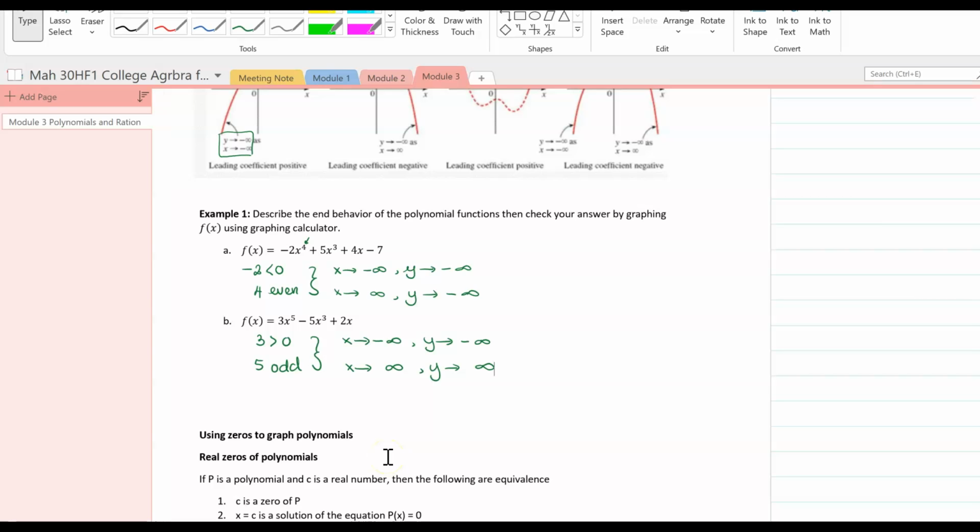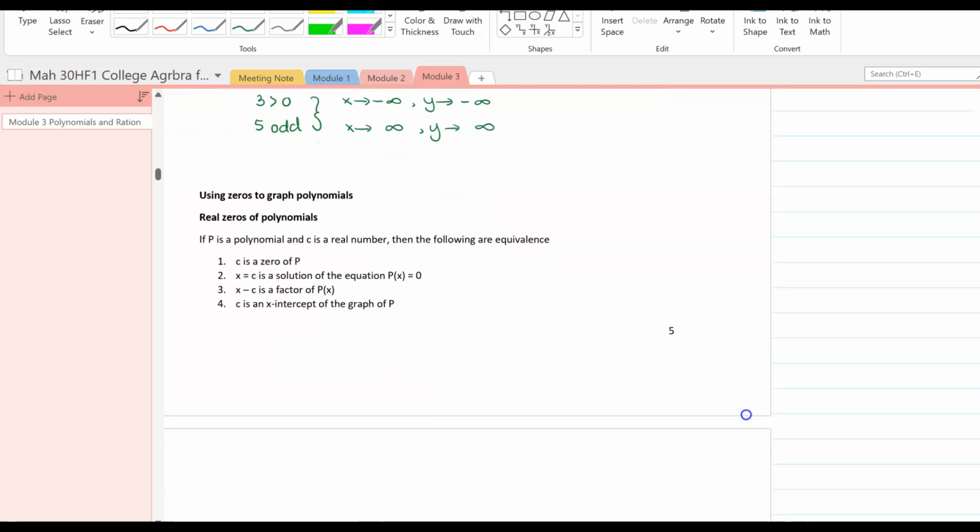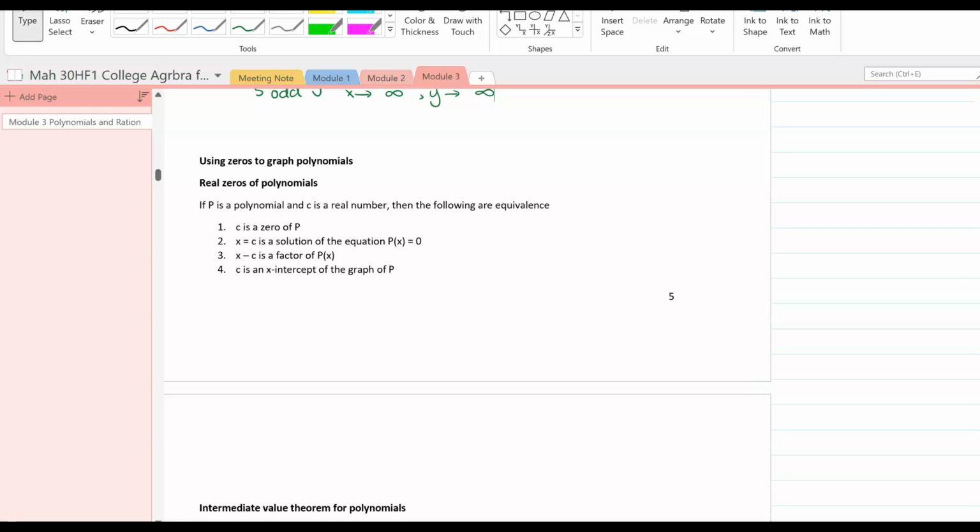Let's talk about using zeros to graph polynomials. Real zeros of a polynomial: if p is a polynomial and c is a real number, then the following are equivalent. c is a zero of p. x equals c is a solution of the equation p of x equals 0. x minus c is a factor of p of x. And c is an x-intercept of the graph of p of x.